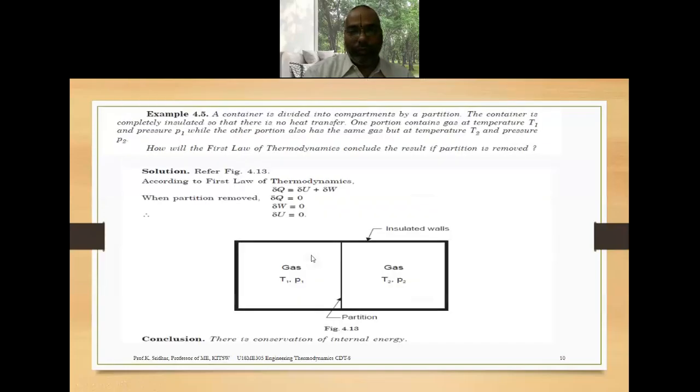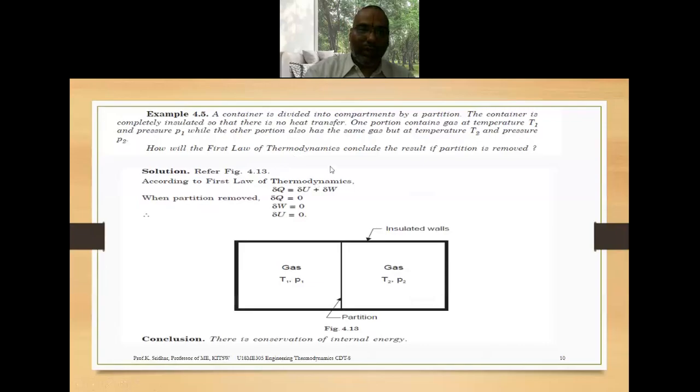So here we are having the partition wall. So here we are having the gas which is having the property values of P1 and T1. So that is the container. We are having the container, and between we are having a partition wall. It is totally insulated. So whenever the partition is removed, how will the first law of thermodynamics conclude the result? When the partition is removed, automatically delta Q is equivalent to 0, delta W is equivalent to 0 and dU is equivalent to 0.